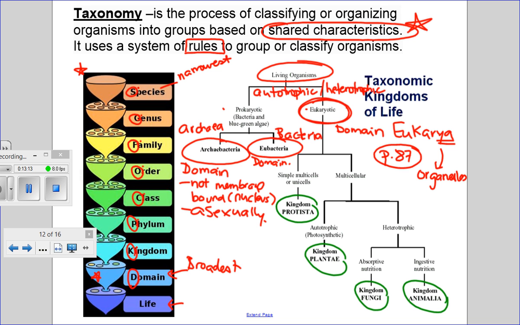And kingdoms are the next step down, or the next step away from being a very broad category. They're getting a little bit more specific. So you can see, if we talk about the domain Eukarya, there are some kingdoms that are part of it. There's Protista, which can be multi or unicellular, and then there are the rest of them that have to be multicellular. The next characteristic is autotrophic or heterotrophic, and the next category is how they obtain their nutrition.